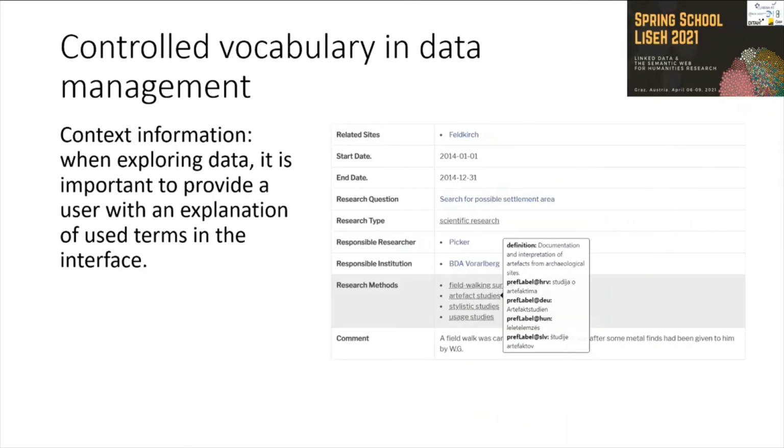Next example is the context information in the user interface. In this screenshot, the SKOS values are fetched when the user hovers the mouse over the research method name. It shows the user the definition of this research method and its translations in other languages that are used for data annotation in this specific international project.